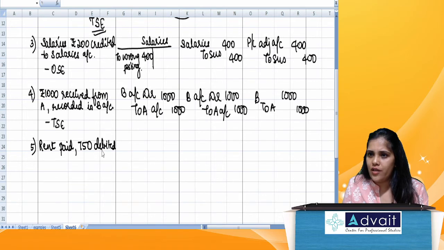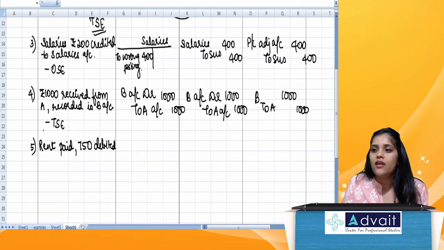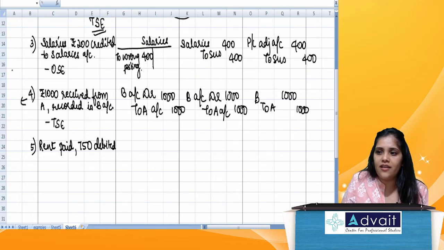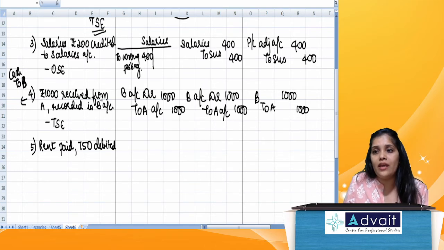Ma'am, actually, is B account debited or credited with 1000 at the start? See, at the start the entry should have been cash to A, but you wrote cash to B. 1000 received from A, recorded in B, means you have recorded to B. So you have credited B.